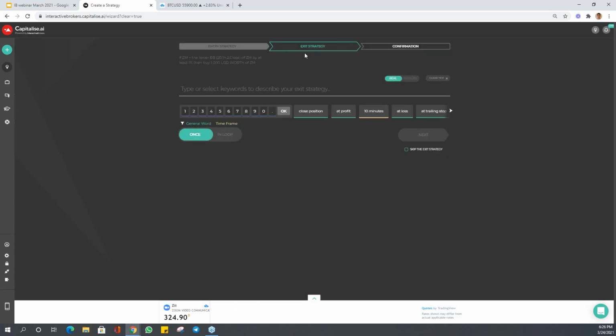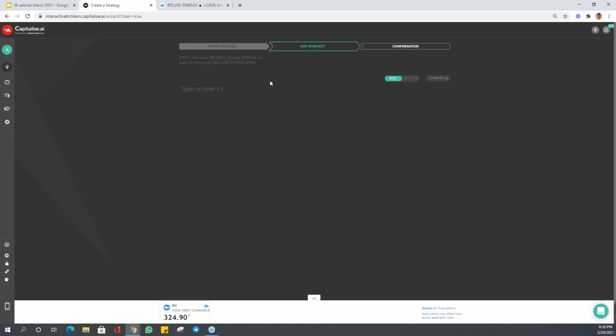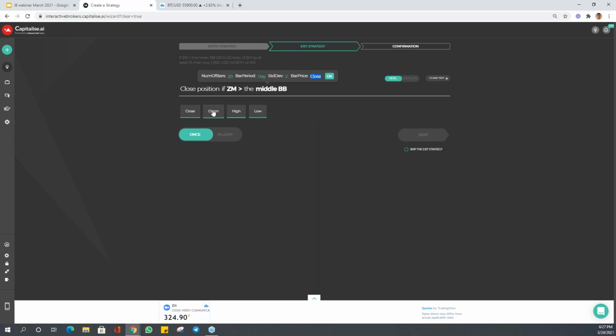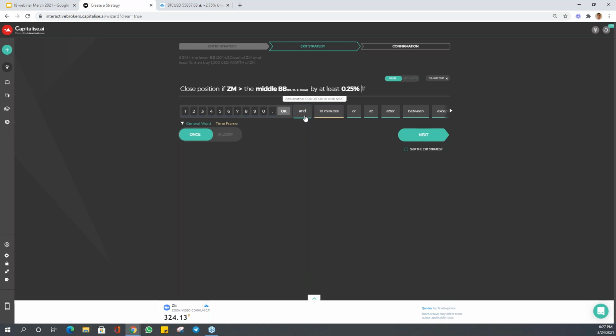You'll see at the top we have a timeline. You can move between the timelines, feel free. So if you get to the exit and you want to move to the entry, no problem, go to the entry, nothing's going to change. So let's go with our exit, and our exit is going to be close position if Zoom is above the middle Bollinger Band, and we'll just use the close, but we're going to use an hour as well by at least 0.25%.